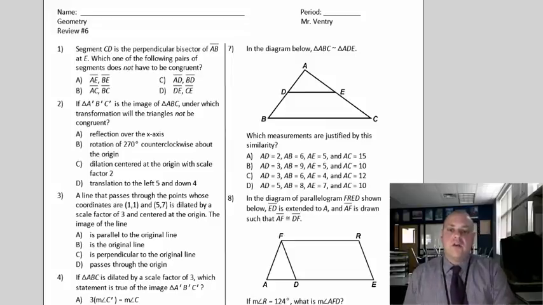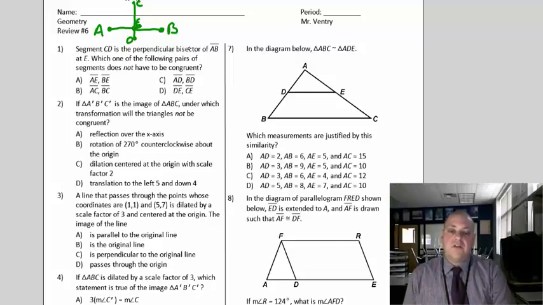So what we're going to do is draw this out here. CD is the perpendicular bisector of AB at E. So we have AB, and CD is the perpendicular bisector at E. So this is E right here. This middle point is E.